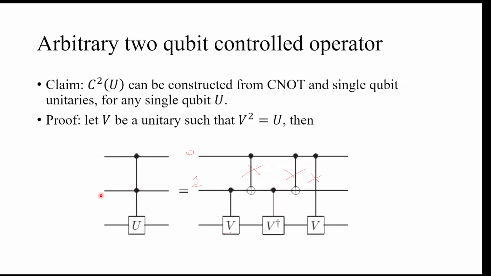So there is 0, 0, it should do nothing. 0, 1 should do nothing. 1, 0, it should do nothing. And 1, 1, it should apply V. And so here we have written down a bit of what happened on 0, 1.